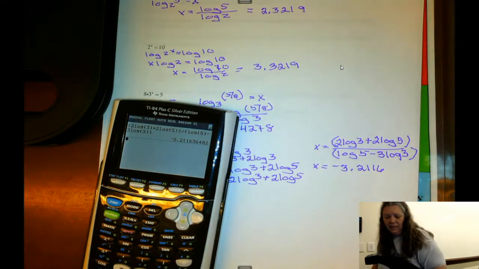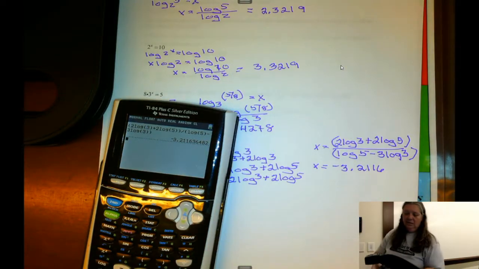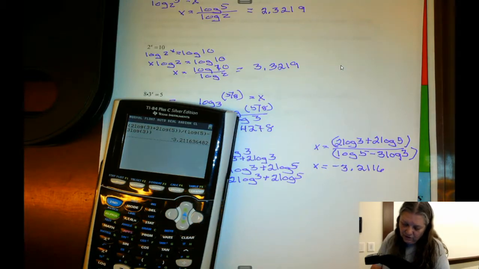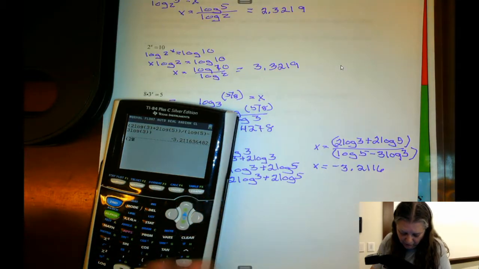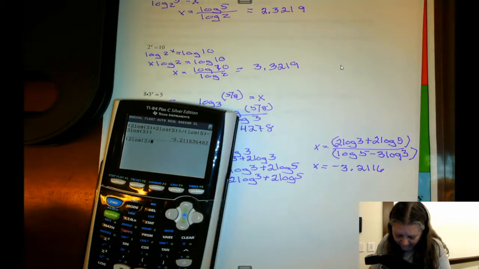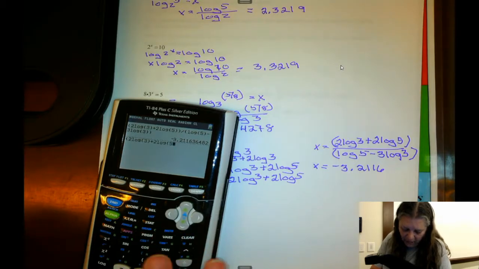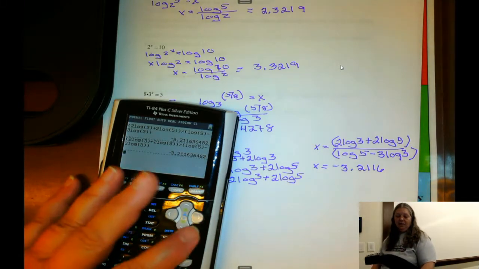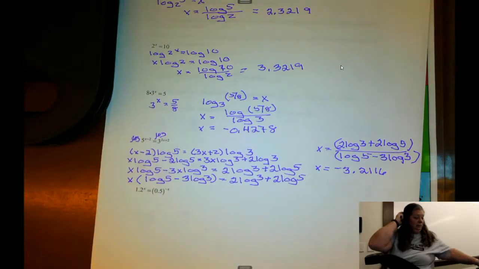Let me put that in again just in case, because I got something different last time I did this. So 2 log 3, plus 2 log 5, close the numerator, divided by, open denominator, log 5 minus 3 log 3, close the denominator. Okay, I get the same thing, so last time I must have done something wrong, which does happen.